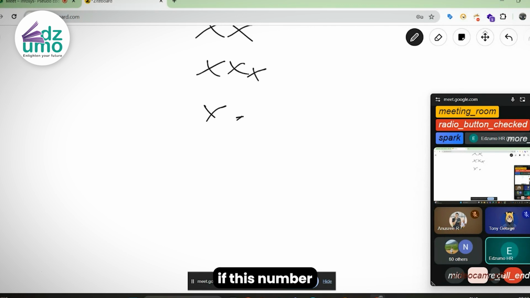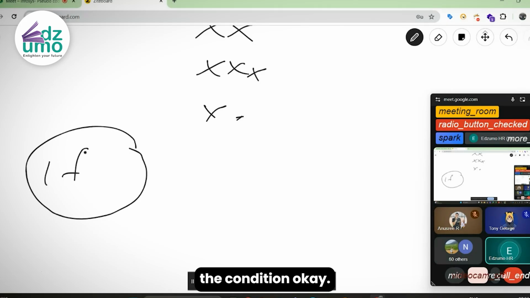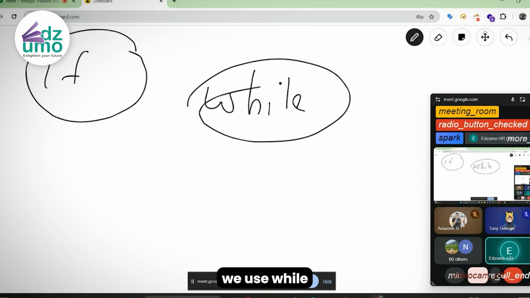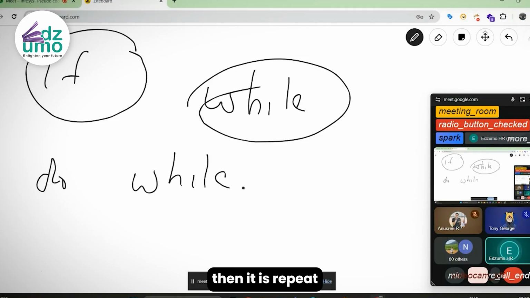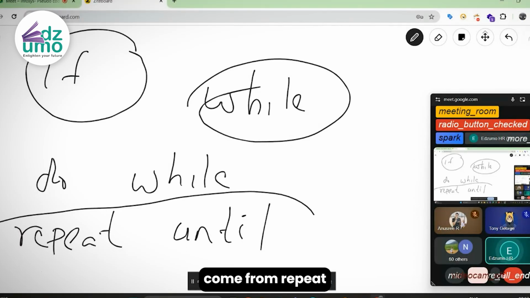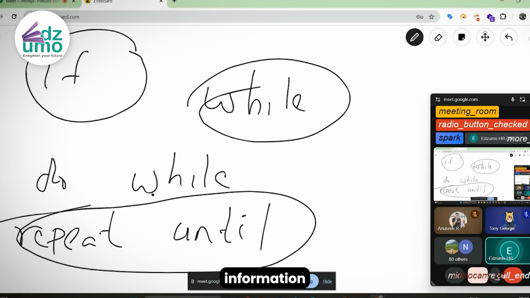Remember, if doesn't come under loop. If doesn't come under loop, it just checks a condition. Now remember, in C programming we use while, and in Pascal also we have while. Instead of do while, in Pascal it is repeat until. It's not that important, as you don't have to study Pascal. It is very unlikely that questions come from repeat until. I just tell you for your information purpose.